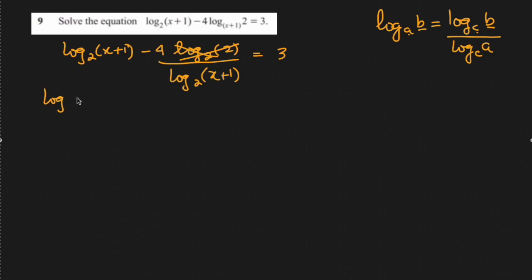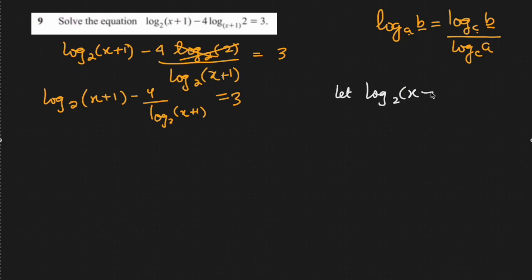Log base 2 of (x plus 1) minus 4 divided by log base 2 of (x plus 1) equals 3. Now if you notice, they are exactly the same. Let's assume log base 2 of (x plus 1) is equal to a new letter t. It will make our job easy, right? So t minus 4 over t is equal to 3, and I have to solve this.